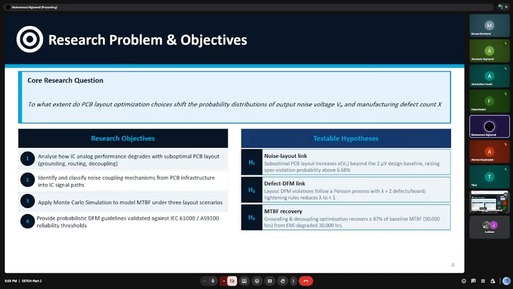The objectives are to analyze how integrated circuit performance degrades with suboptimal PCB layout, identify and classify noise and coupling mechanisms from PCB infrastructure, apply MCS, Monte Carlo simulation, to model the mean time between failures (MTBF) under 3 layout scenarios, and provide probabilistic DFM guidelines through the regulatory standards. These are the testable hypotheses for the noise layout link, the defect DFM link, and the MTBF recovery. We will go through each one of them in the coming slides, inshallah.